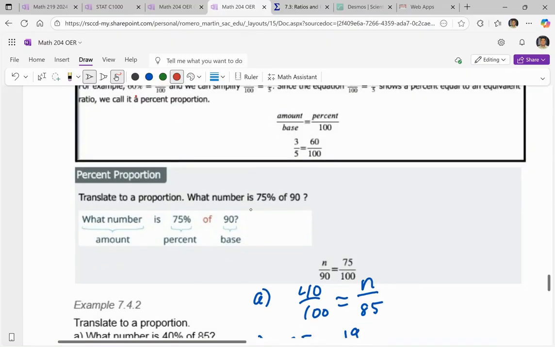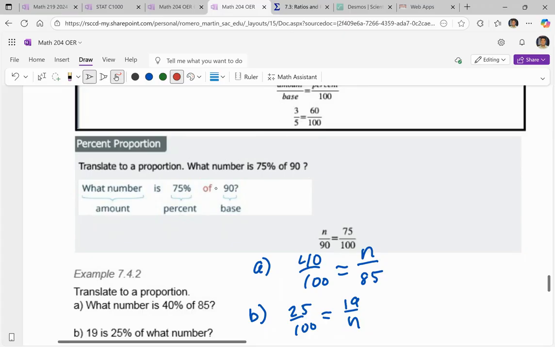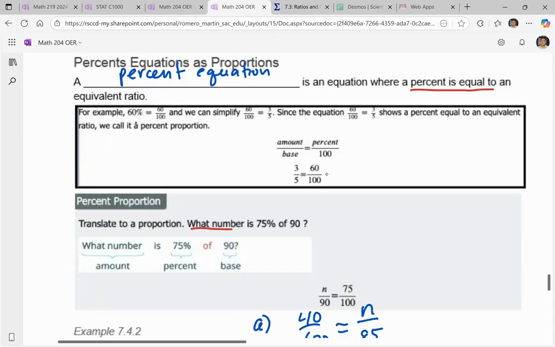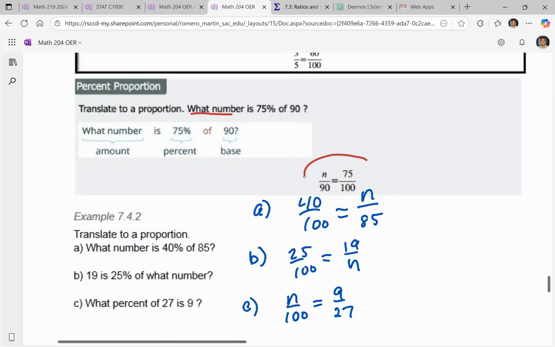So let's see how we can apply that. Let's see how we would translate a problem like this: translate to a proportion. What number is 75% of 90? I know a lot of students try to memorize some weird stuff, but let's just try to understand. What number is the amount, out of 90, and that's the base. So that's where we have the amount over the base. The percent is easy, it's just 75 over 100. And so there's our equation right there. Once we have it as an equation, we just cross multiply and we can solve it.